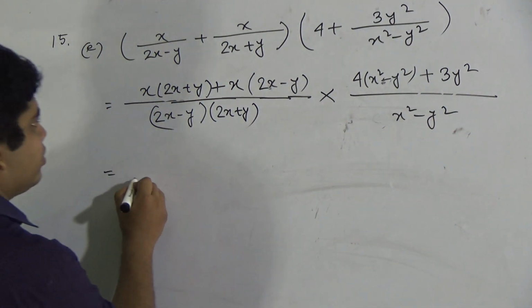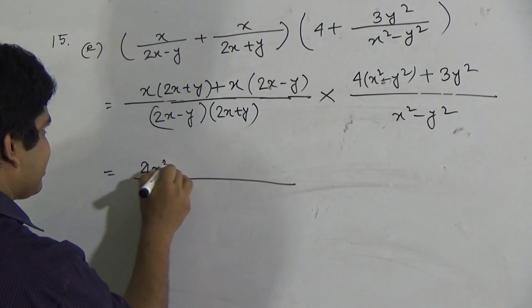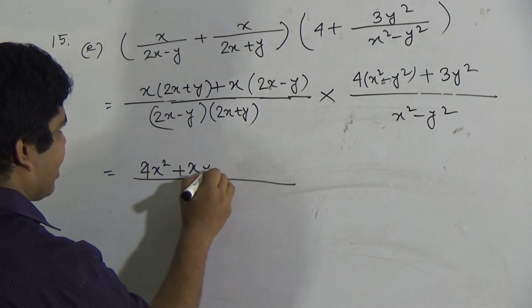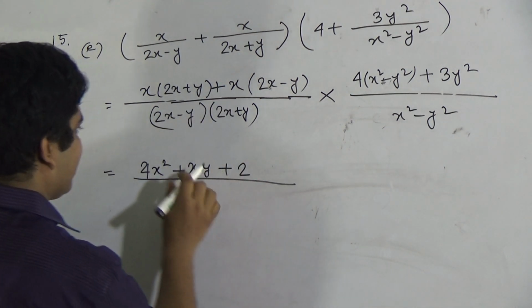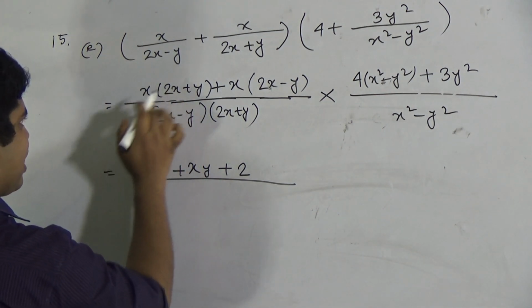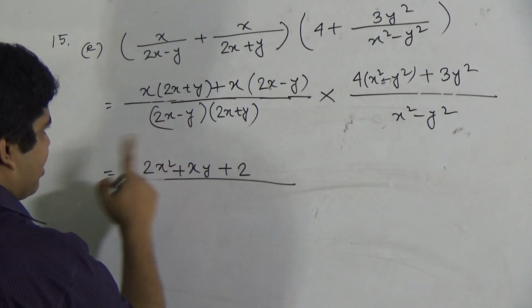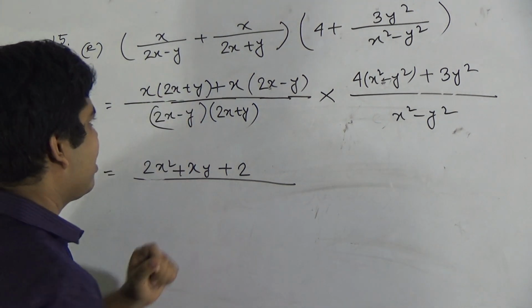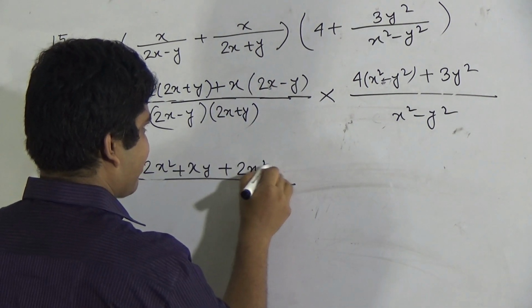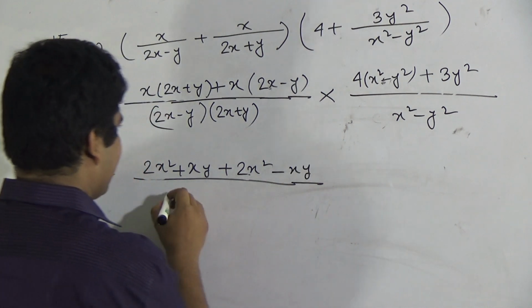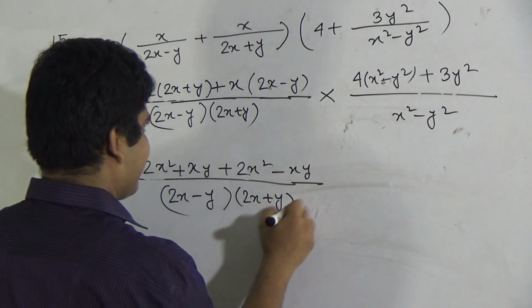Okay. Now we do multiplication, that means 2 twos are 4, 4x square plus xy. On the other hand here, it's not 2 and x, 2x, that means 2x square. x plus y, x is multiplied with y, that means xy. And here x is multiplied with 2x and it will be 2x square minus xy. And here write 2x minus y and 2x plus y.